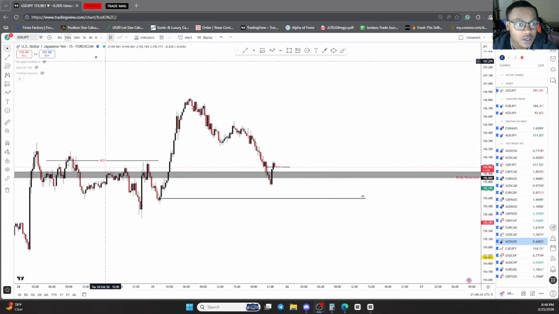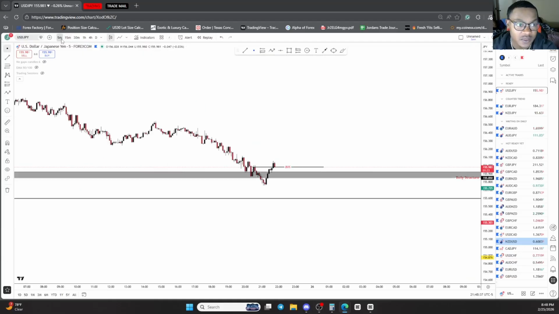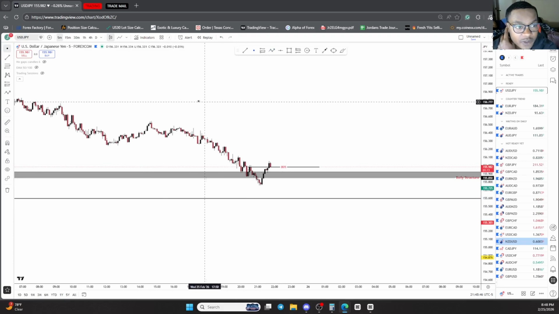All right, so this is good. We see that the 5 minute just gave us that break of structure, which we are now going back from this bearish to bullish trend, getting in sync with those higher time frames.